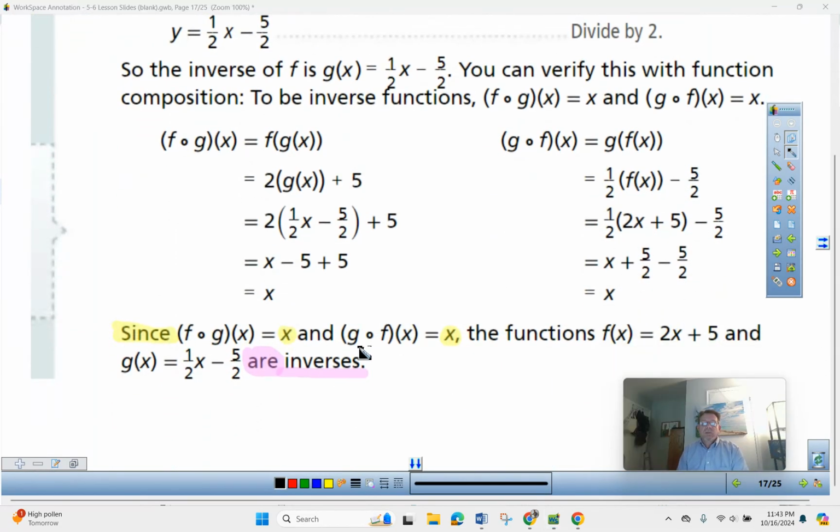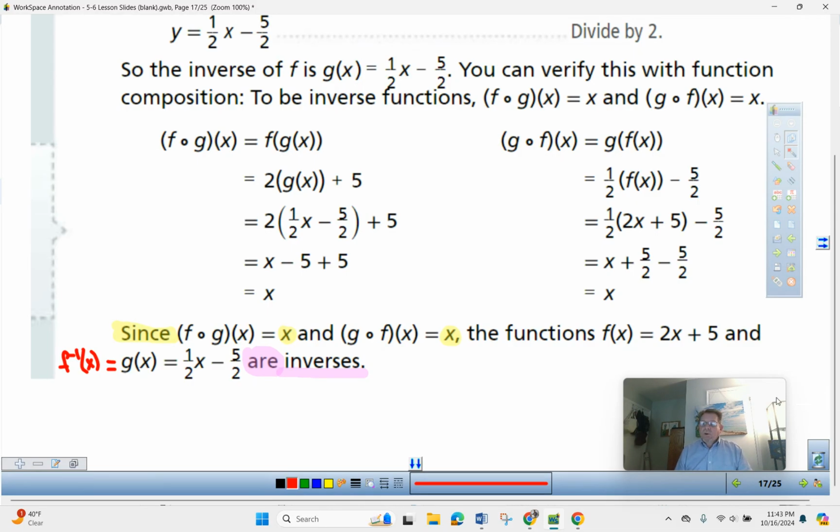Since these both give us x, that means these two functions, f and g, are inverses. And so oftentimes they take the first one, call it f of x, and the second one g of x. But this g of x now has a new name, okay? Because they're both lines, it can also be considered the inverse, right? So they are inverses. We've proven it algebraically.